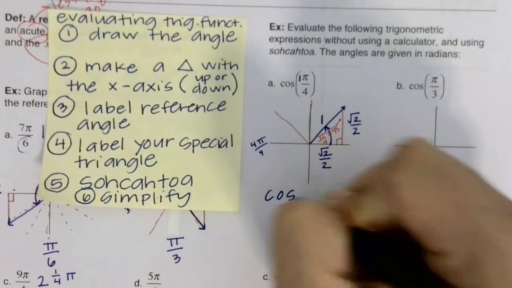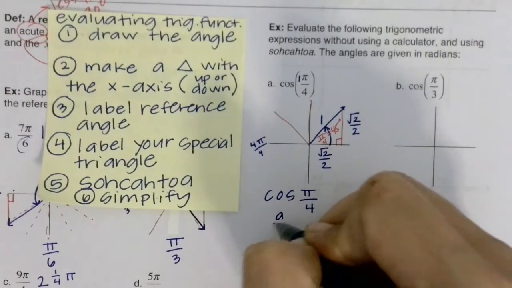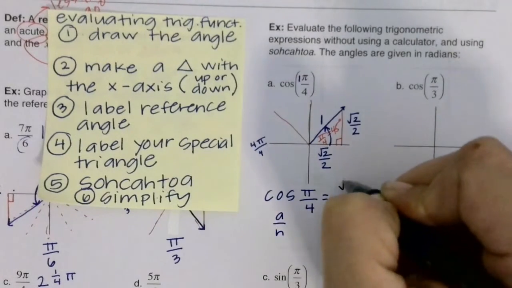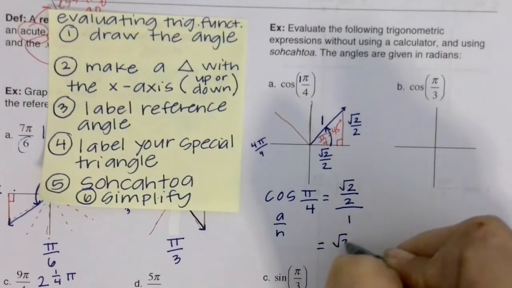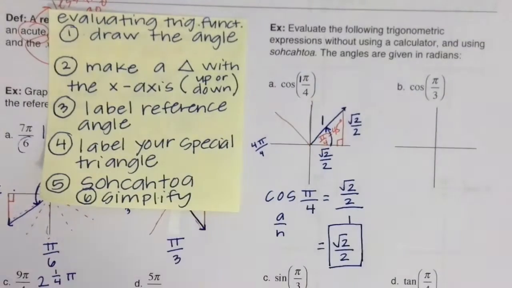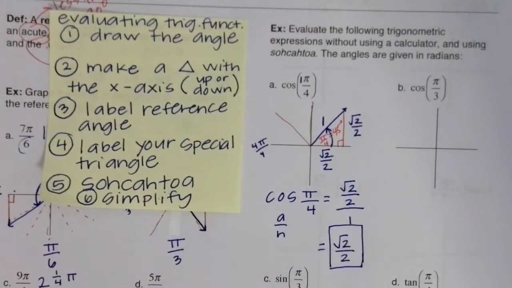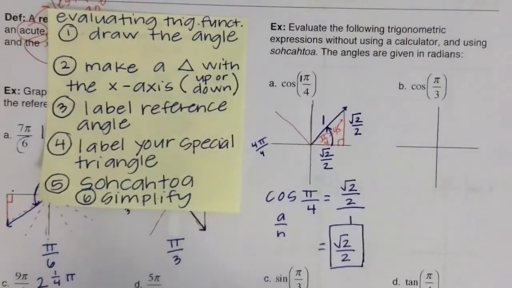Alright, so the cosine of pi over 4, using SOHCAHTOA, cosine is adjacent over hypotenuse. So this is root 2 over 2 over 1, which is just root 2 over 2. Sweet. Okay, so very, very similar to yesterday. The only difference that we're dealing with right now is that our angles are in radians instead of in degrees.